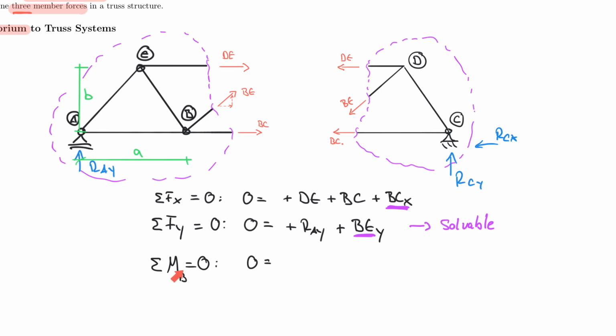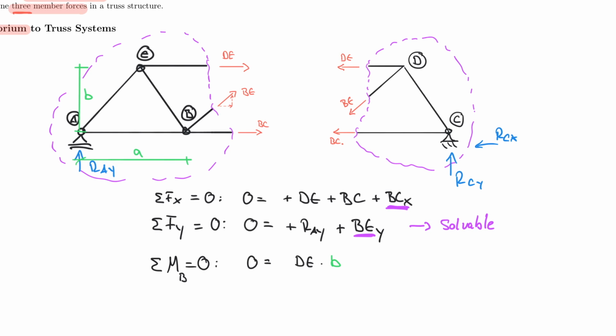All right. So now what I end up with is 0 is equal to, and I'll say that again, we're taking the sum of the moments about point B, so about this point here. And so I have RAY that has a lever arm about this point. I have DE that has a lever arm about this point, but BE and BC do not. So therefore, I'm going to start with my unknown usually, which is DE in this case. And that is multiplied by B.